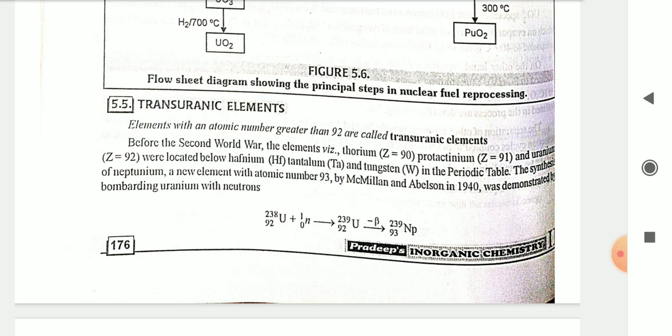The synthesis of neptunium, a new element with atomic number 93, by McMillan and Abelson in 1940 was demonstrated by bombarding uranium with neutrons: U-92-238 plus n-0-1 gives U-92-239, which by beta emission gives Np-93-239.